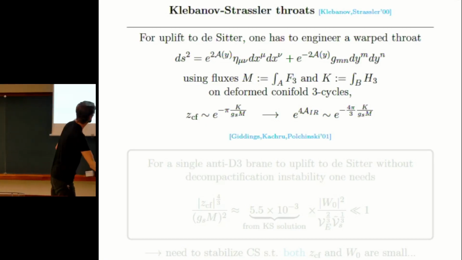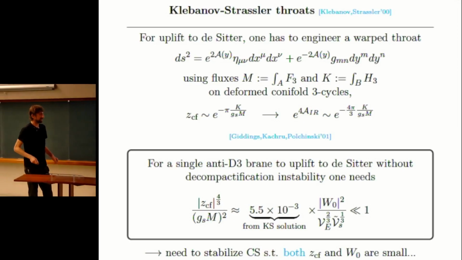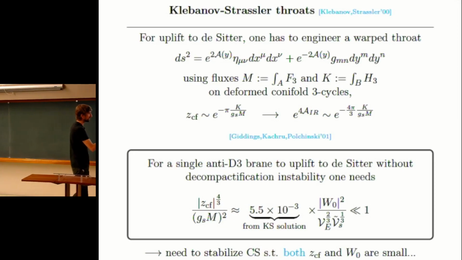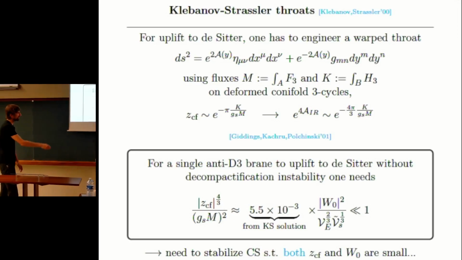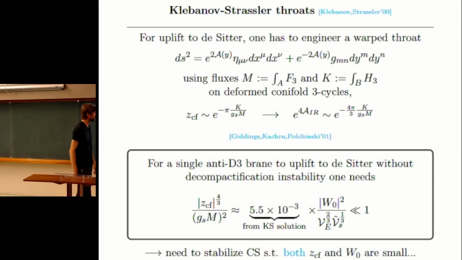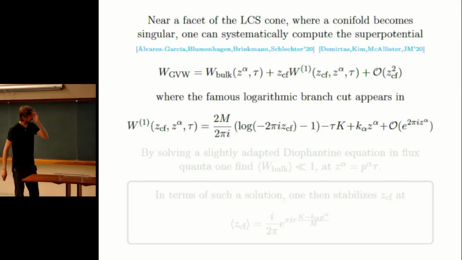Now, that is a little non-trivial because for a single anti-D3 brane, the uplift to de Sitter has to be tuned. So this is the parametric form. Numerically, one finds this. Z and W0 appear here, but then there's also a relatively small numerical factor in front here. You have volumes of the Calabi-Yau and its mirror in the denominator. So you have to find solutions where both of these numbers are pretty small, and this one is much smaller than W0 because of these conspiring numerical factors here. So one has to do this, but one can.